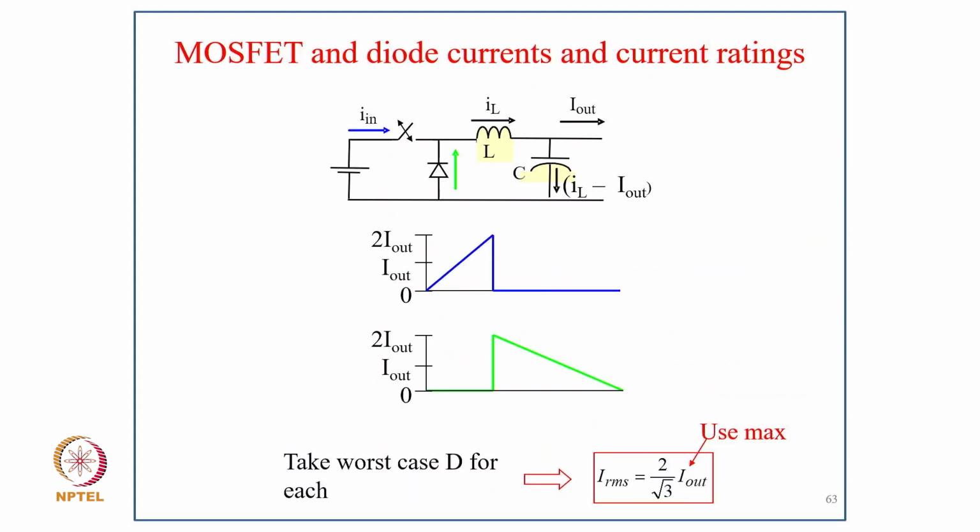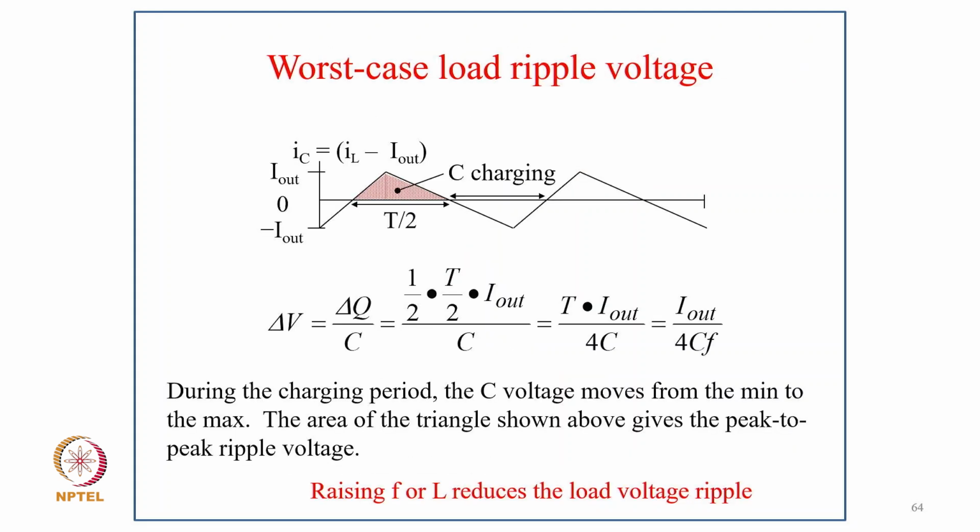You can clearly see how the MOSFET and diode currents are. The MOSFET current starts from 0 and goes from 0 to 2 I out, and the diode current goes again from 2 I out to 0, shown typically in yellow, blue and green color. And the worst case D for I RMS equals 2 upon root 3 I out.